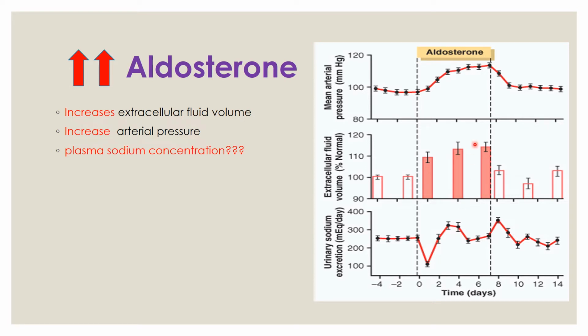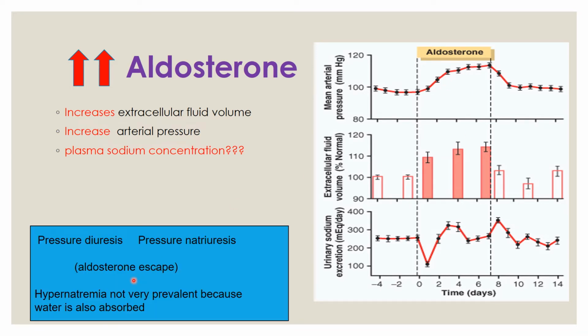Why is that? If you recall from the urinary lectures, if there is an increase in blood pressure, there will be an effect on the kidney called pressure diuresis. There will be more sodium and more water filtered by the glomeruli, and it will be excreted in the urine. So if the aldosterone level continues to be high, there will be an increase in blood pressure, which will cause both pressure diuresis and pressure natriuresis.